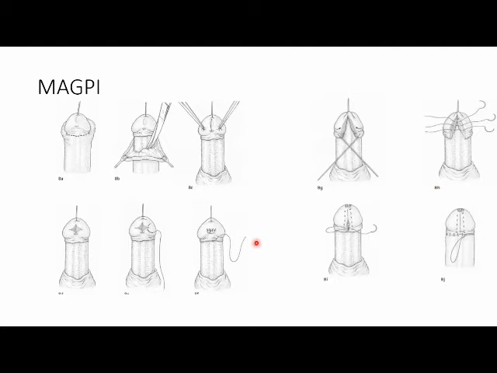Then you will approximate the lateral edges of the glans together and bring it behind the meatus. So this is what we do in a simple MAGPI procedure. So there is a pseudo advancement of the meatus. You are actually bringing the glans tissue behind the abnormal meatus, and so there is pseudo advancement of the abnormal meatus after the glans mobilization.